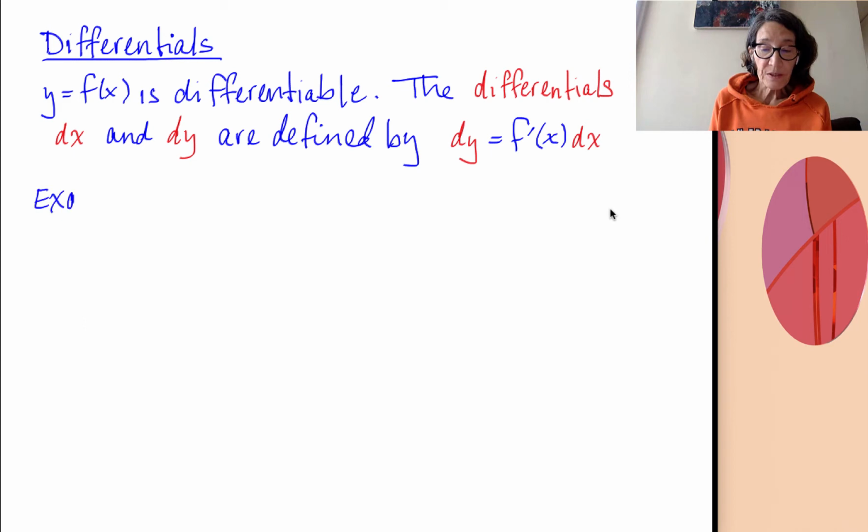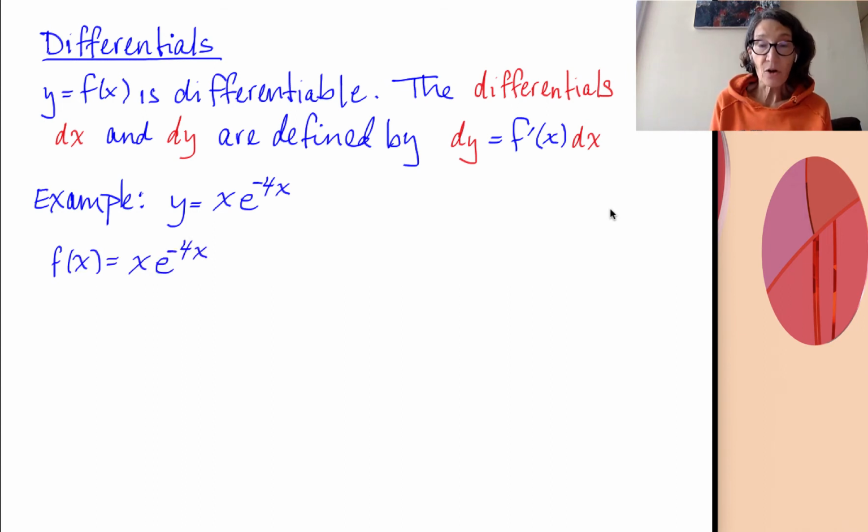So let's do a quick example. Just find a differential. Given y is equal to x times e to the negative 4x, let's find the differential dy. So the function f of x is the function x times e to the negative 4x. So let's first find f prime.